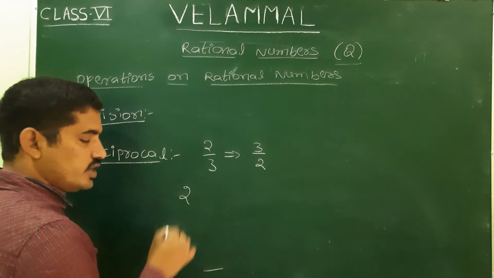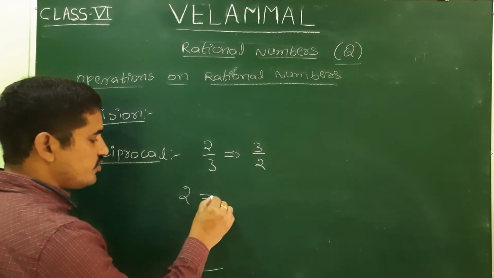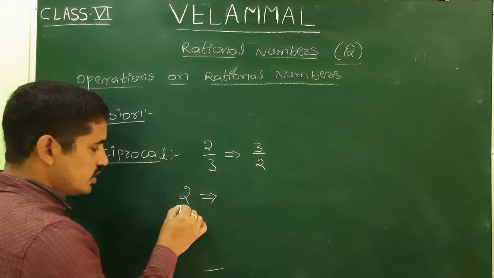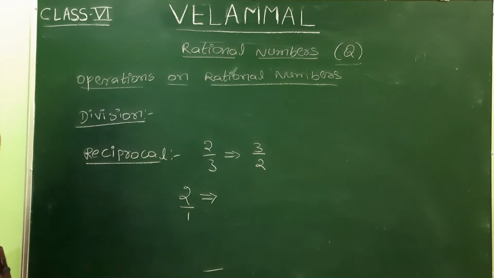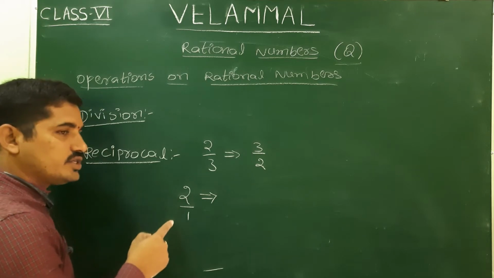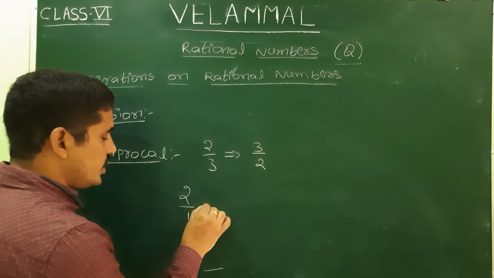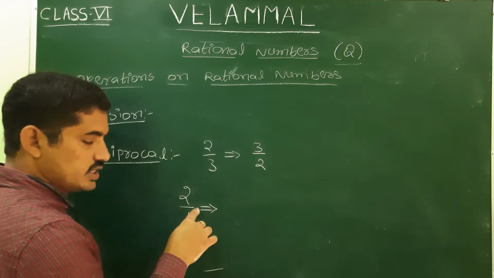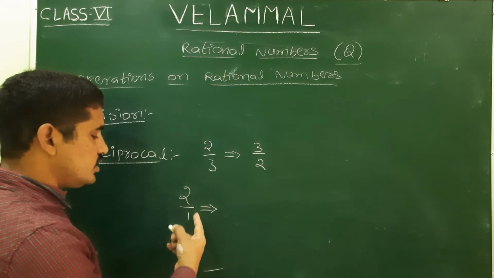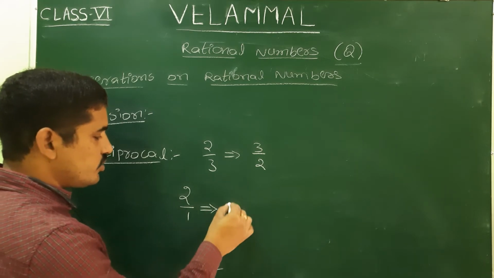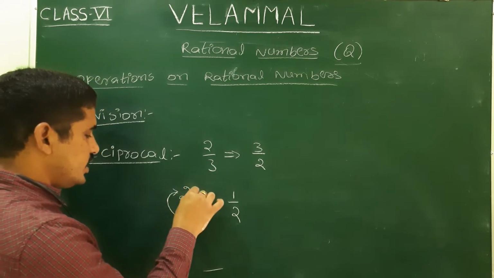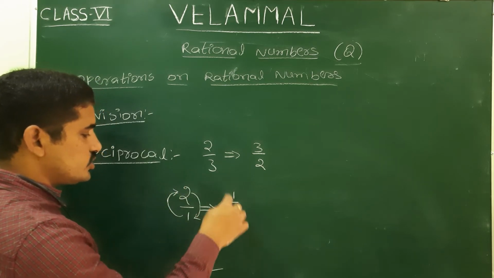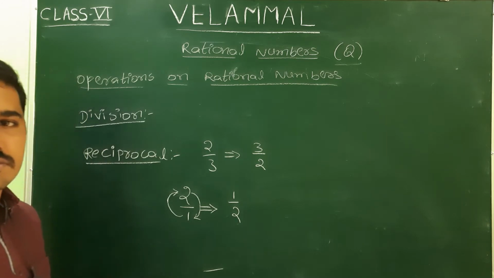If only 2 is given, what is the reciprocal of 2? 2 is nothing but 2 by 1. Every natural number is a rational number, we said. How will it be a rational number? We take the denominator as 1, so 2 by 1 is nothing but 2. So we will write 2 by 1. Now, if we take the reciprocal, the numerator becomes the denominator and the denominator becomes the numerator. So we will get 1 by 2.